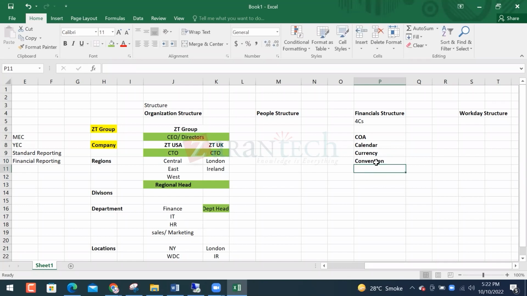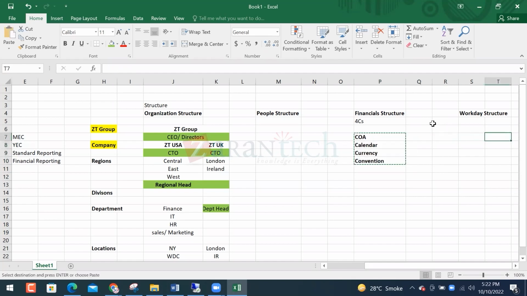Okay. So if I give you any system, any Oracle or Workday or SAP or PeopleSoft or whatever, then whenever you go to check their financial structure, you have to check these 4 areas first for any organization. Okay, now we will discuss one by one. What is charts of account, calendar, currency, and convention?